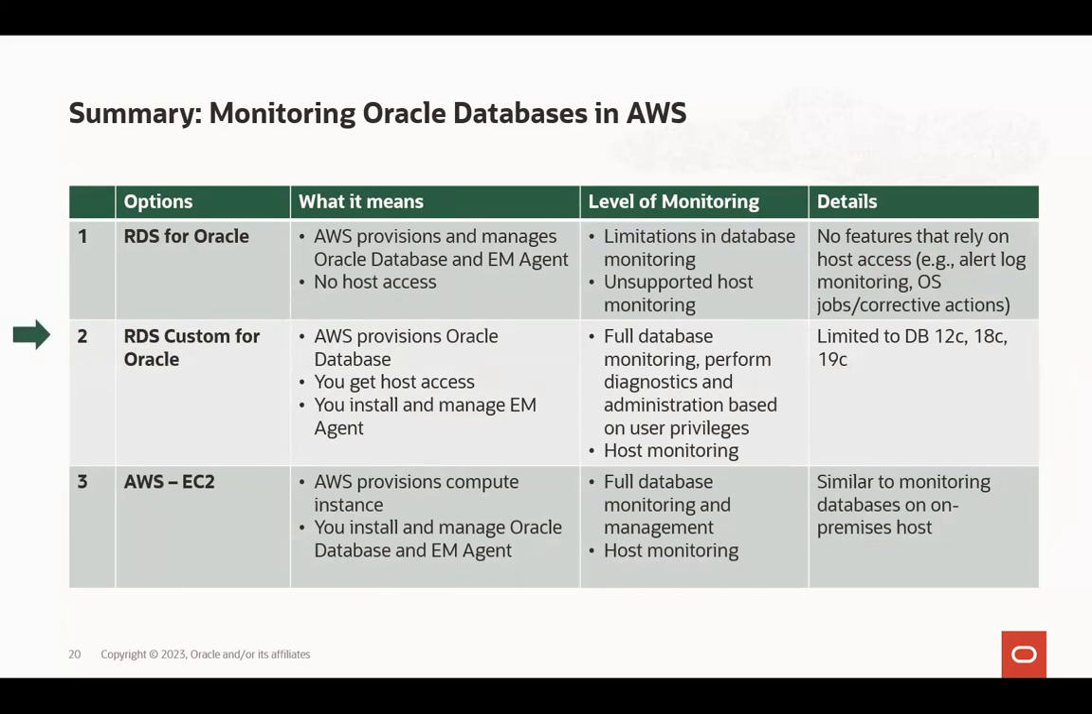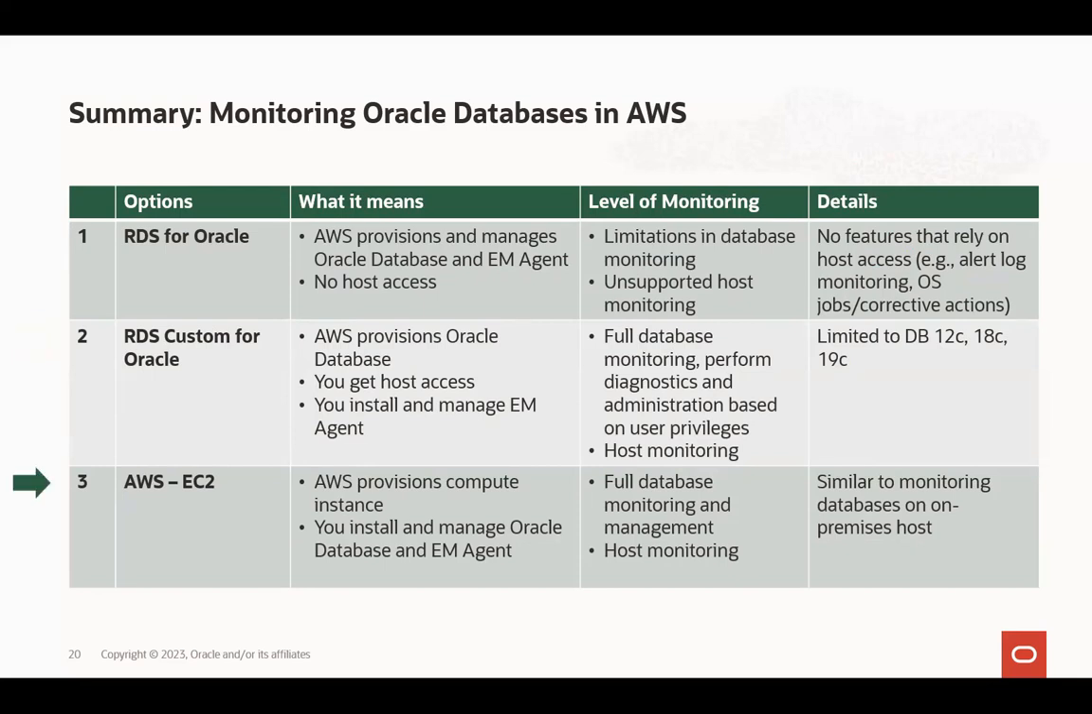In RDS Custom for Oracle, AWS provisions the Oracle database using the database installation files that you provide. This option does give you access to the host. To monitor this database in EM, you'll need to install the agent and then discover the database using any supported discovery workflow. With this option, you'll have full database monitoring, be able to access performance diagnostics and admin features based on the privileges of the database user. You will also be able to leverage EM's host monitoring features. Note the versions of the database supported with this option.